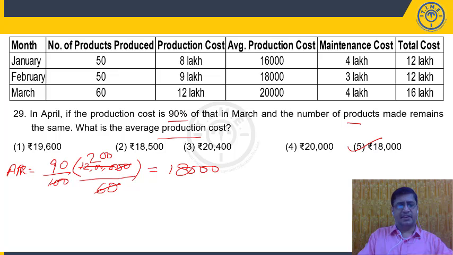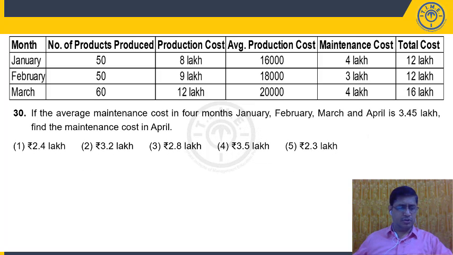Okay. So 90% of the production cost of the March is the April value. So what do we need to find? Average. Average means total by number. Simplify.